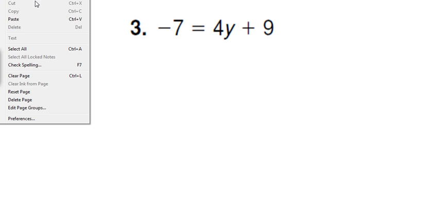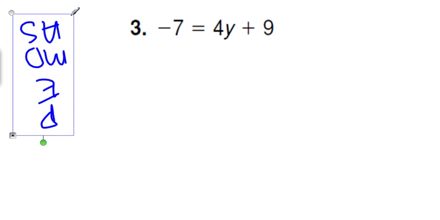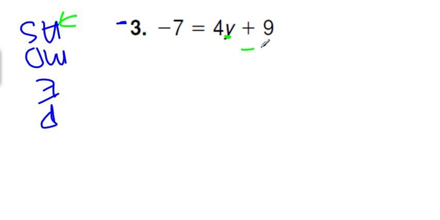Alright, -3. -3, yes! It was question 3, now it's -3. So again, same thing. We start with the adding and subtracting. So we need to get y by itself. So we start by getting rid of +9. How do you get rid of +9? We subtract 9. Subtract 9 from both sides.